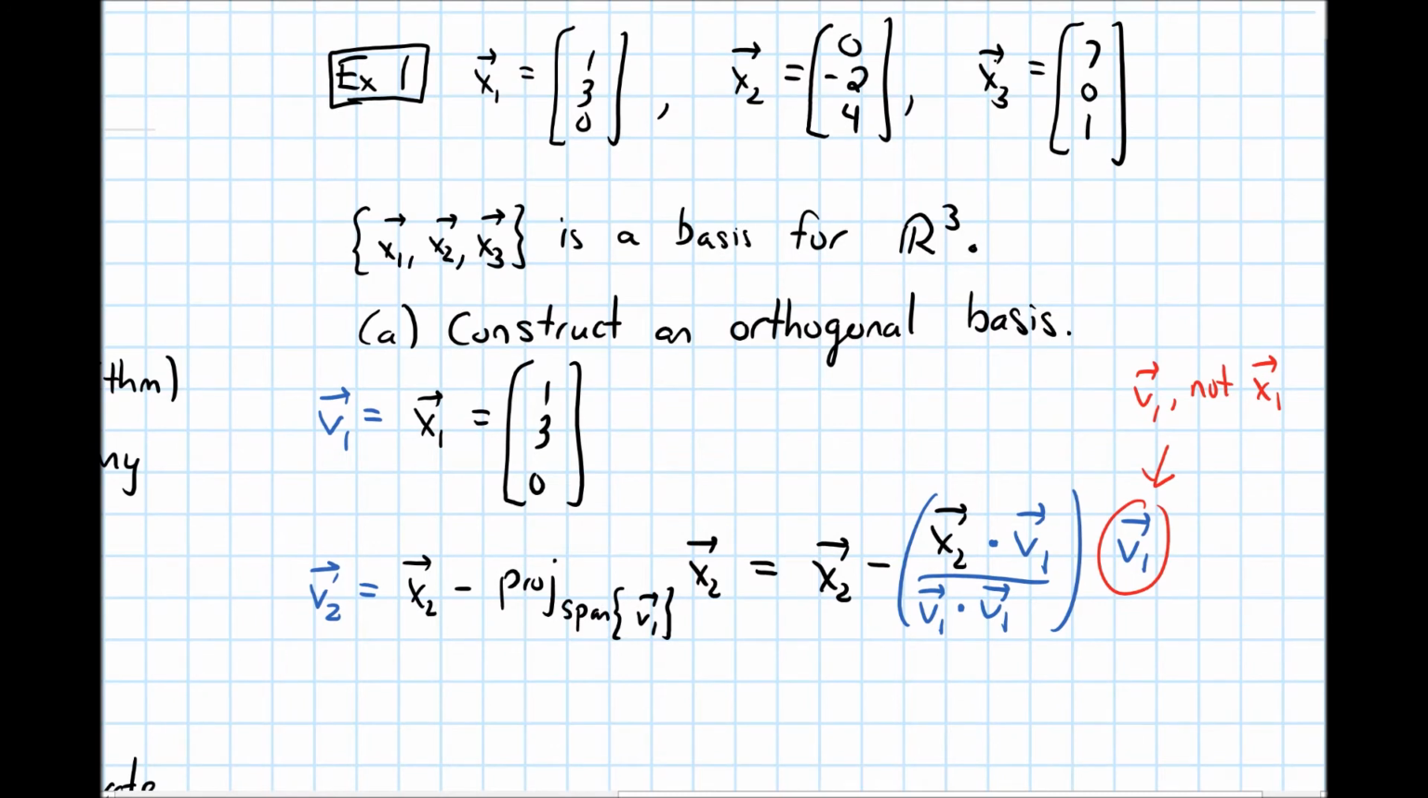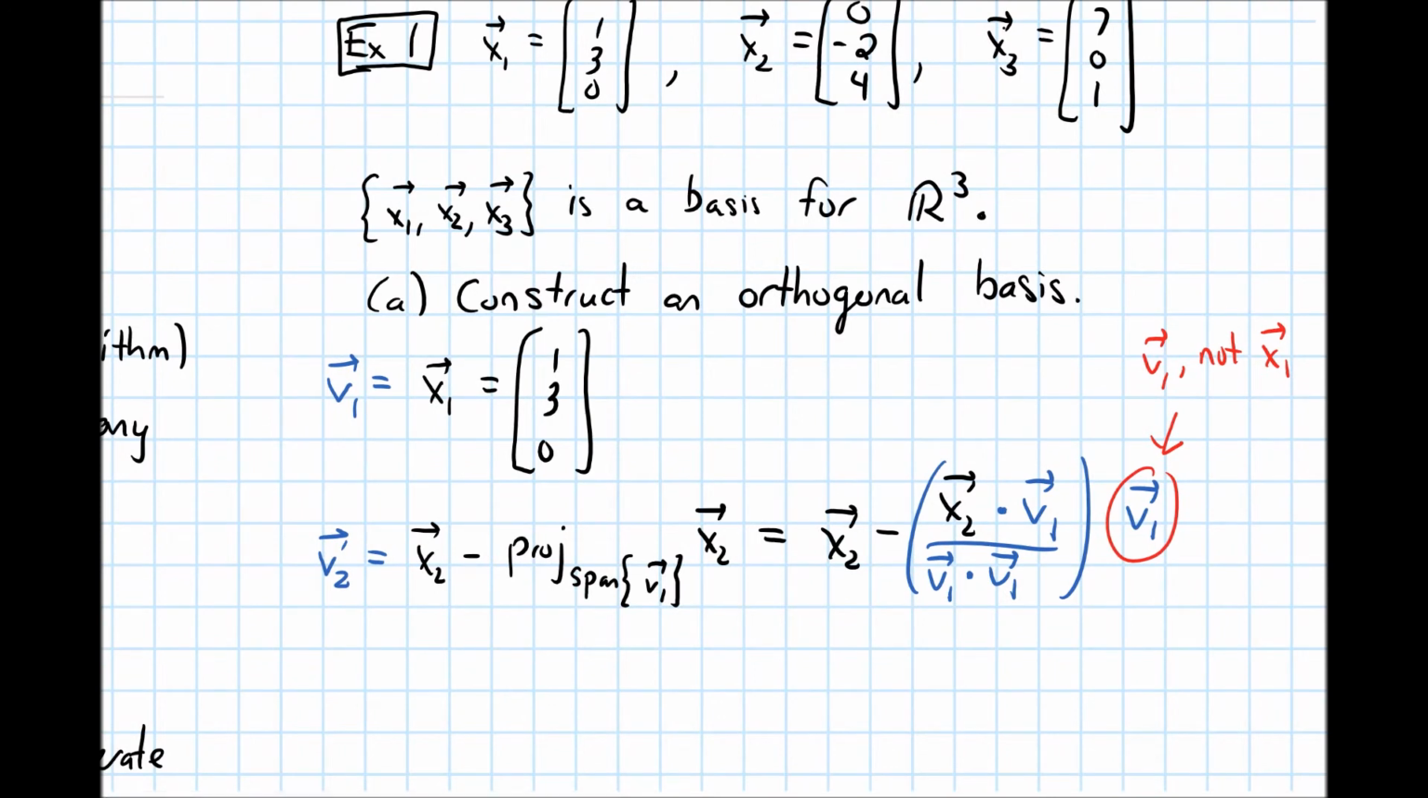It turns out that at this step, it doesn't make a difference because v1 and x1 are the same. But at the next step, when I get to v3, it will make a difference. So it's better to keep this good notation from the beginning.